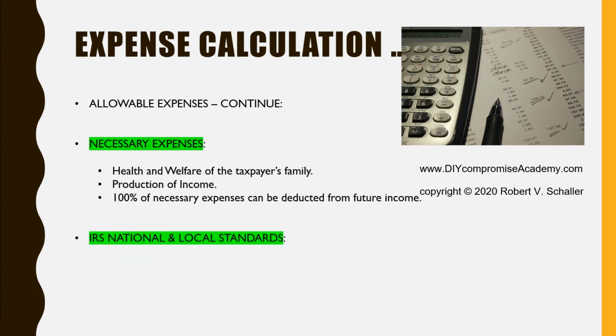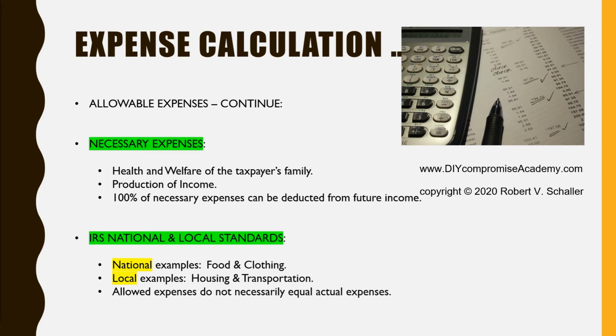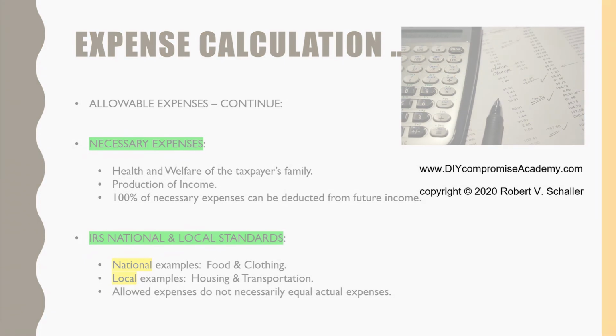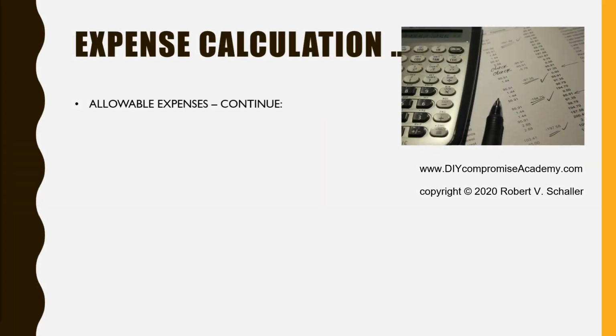The IRS utilizes national and local standards to impose limits on the amount of certain expense categories. National standard limits apply to categories like food and clothing, but local standards limit allowable expenses to other categories like housing and transportation. As discussed later, allowed expenses do not necessarily equal actual expenses. Now we will continue our discussion of allowable expenses with a focus on the IRS national standard.